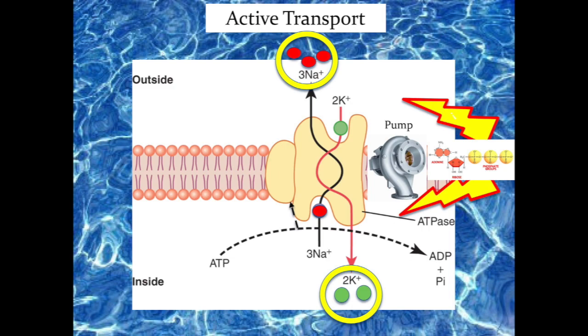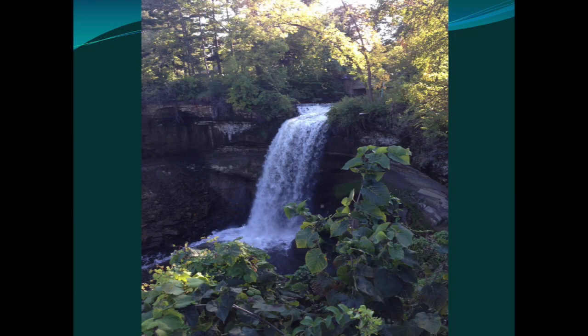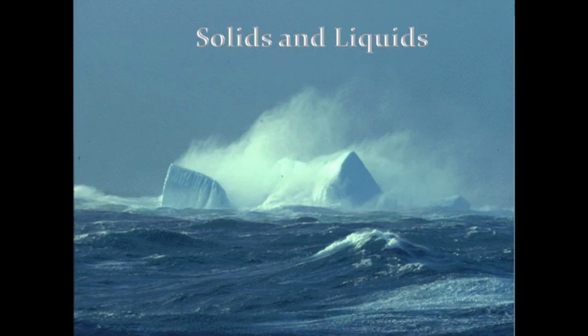So within the cell, there are 3 sodium ions that are pumped out of the cell, and as the cell pump continues to work, potassium is pumped into the cell, and that pump uses ATP, again, that releases a lot of energy. Let's talk about solids and liquids in human beings.